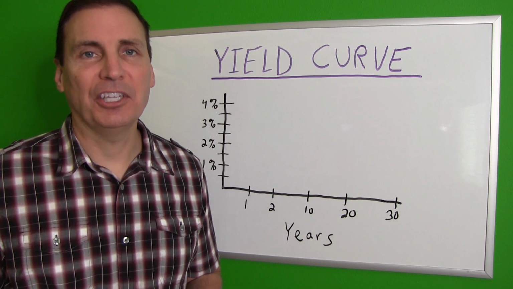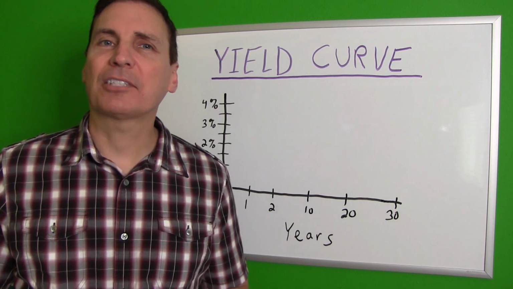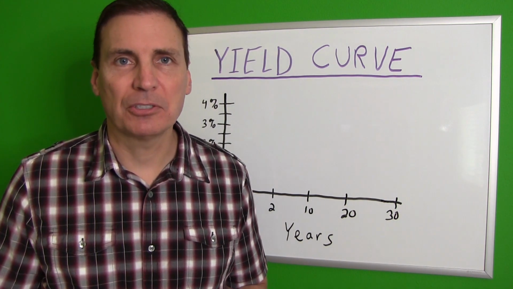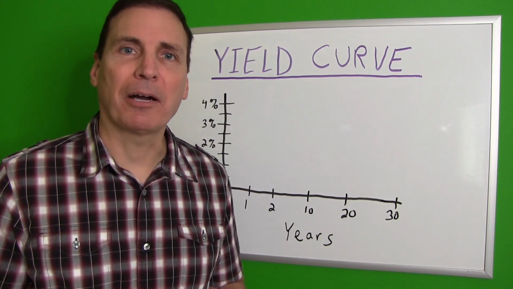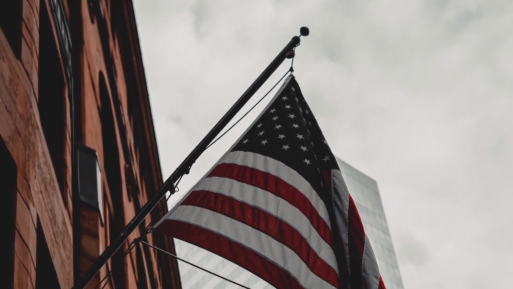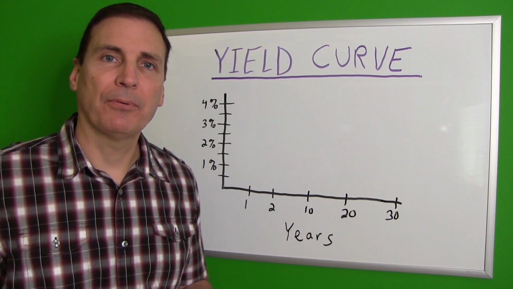So let's take a look at the yield curve. The United States government borrows money from investors via the U.S. Treasury Department. The U.S. Treasury issues bills, notes, or bonds depending on how long they are borrowing the money for.